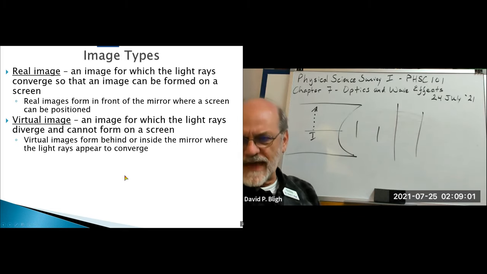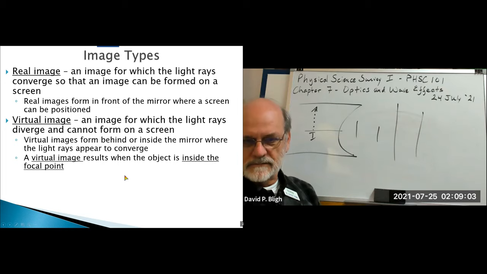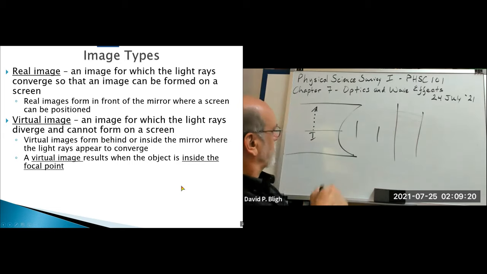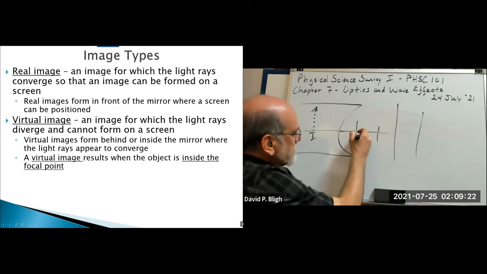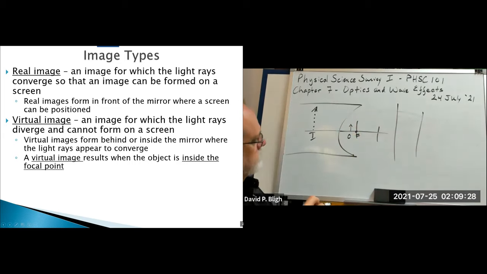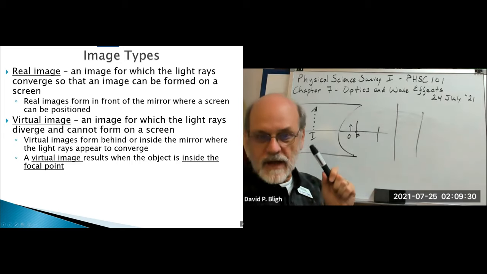Now, how do we deal with that? And in this case, the virtual image always forms when the object is inside the focal point. We noticed that about that previous mirror. So if this is the focal point, then the object would have to be there.